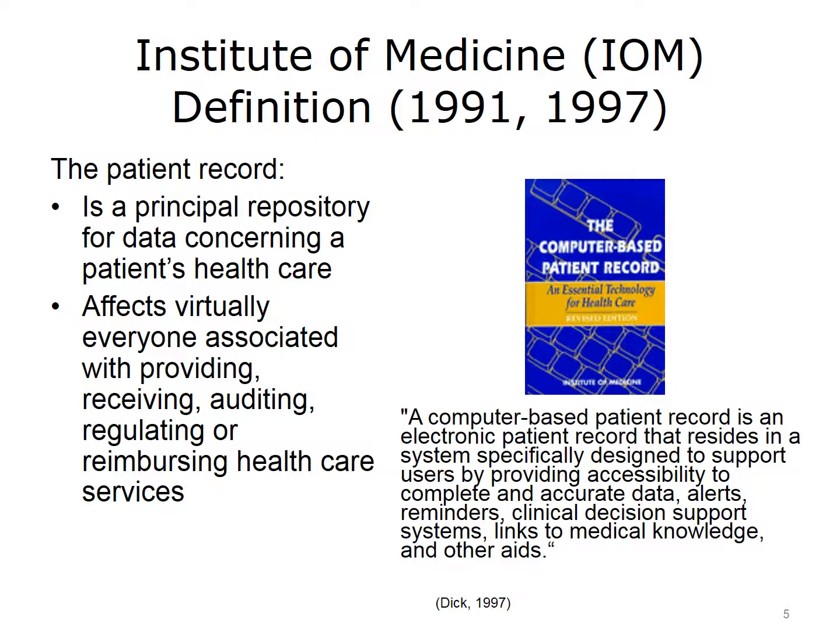Dick, 1997. The IOM definition defines a computer-based patient record as an electronic patient record that resides in a system specifically designed to support users by providing accessibility to complete and accurate data, alerts, reminders, clinical decision support systems, links to medical knowledge, and other aids. This definition still works. Note the words complete and accurate data and the use of decision support. Note the coupling to medical knowledge.